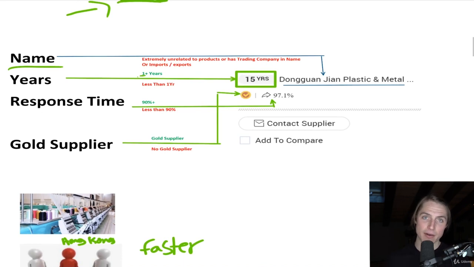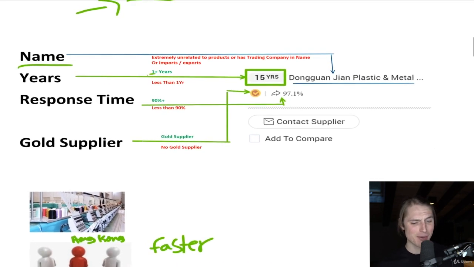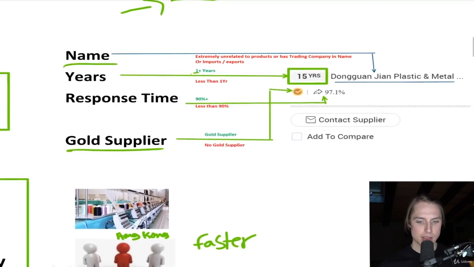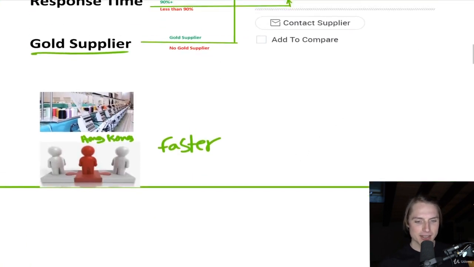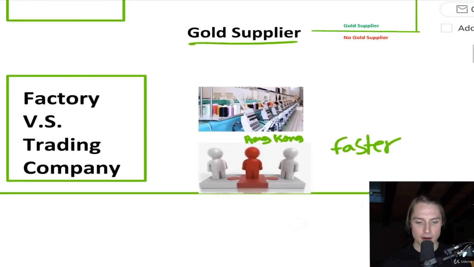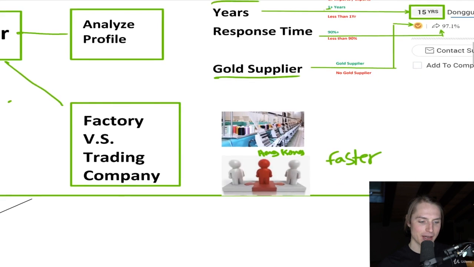If they've only been on there for a year, it doesn't eliminate them; you could still go with them. Response time, obviously you want somebody that responds. And then we want to see if they are a Gold Supplier. That just means they paid to get verified, and Alibaba's done some basic due diligence on them, and that's what we're looking for. And then we want to know if they are a factory versus a trading company, and we'll go more in depth on that later, like I said.